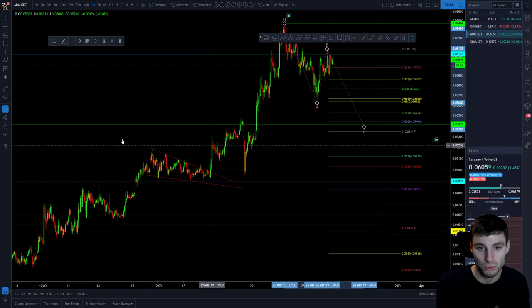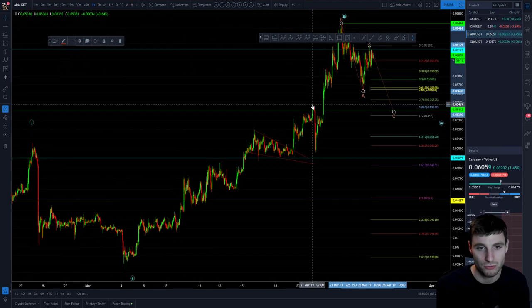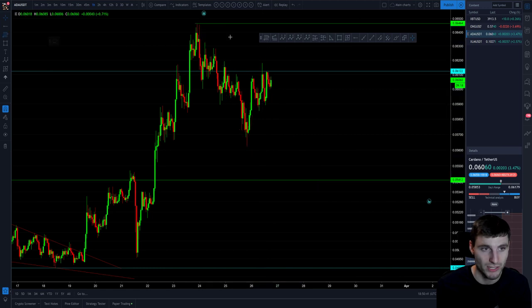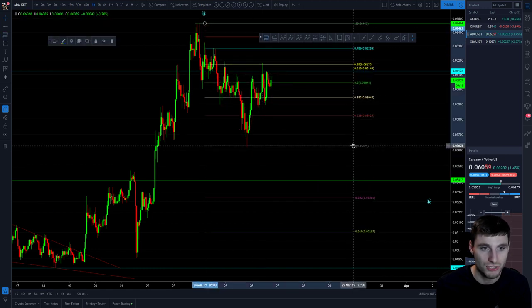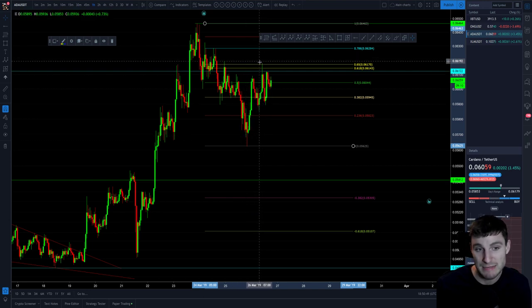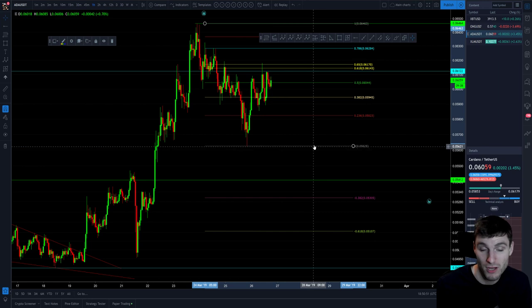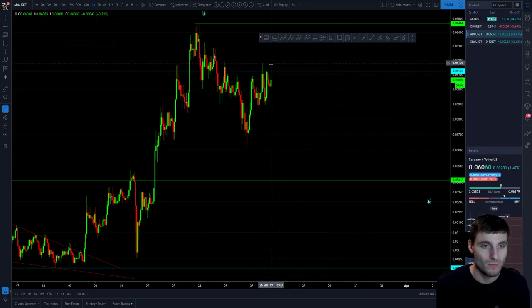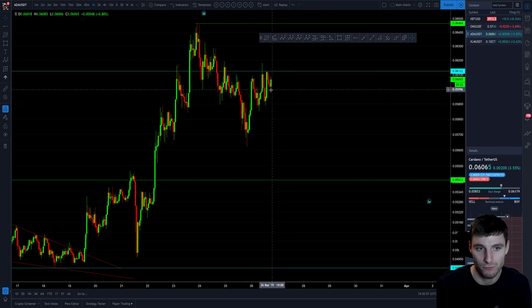To get down to the 1-to-1 extension, we get a slight wick through the old resistance here, but that's something I'm definitely trading. You also see how today it came perfectly up to the golden pocket before getting a rejection. It looks like an ABC potential with a 1, 2, 3, 4, 5. That's what I'm watching here, and I will be playing Cardano long again when I get some resolution on the ABC. I'm eager to trade this when I get back into a position.